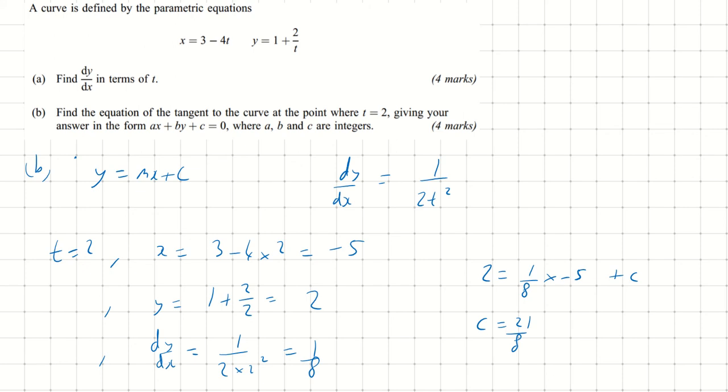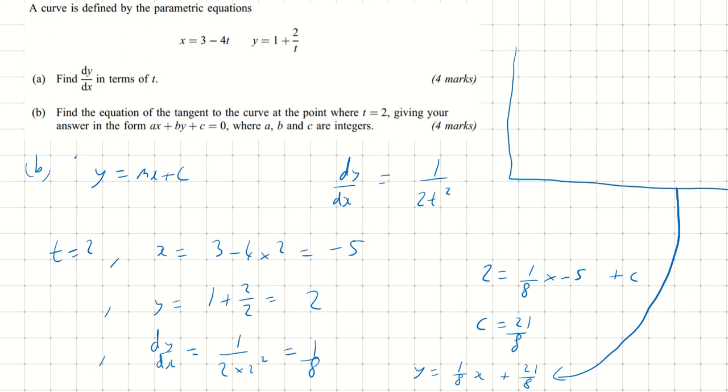Okay, and that means that our equation y equals mx plus c is y equals m, remember we worked out dy by dx is 1/8, x plus 21 over 8. y is 1/8 x plus 21 over 8. We're not quite finished yet because it's not quite in the right form. So I'm just going to move to a bit of free space. We're going to rewrite this in the correct form.